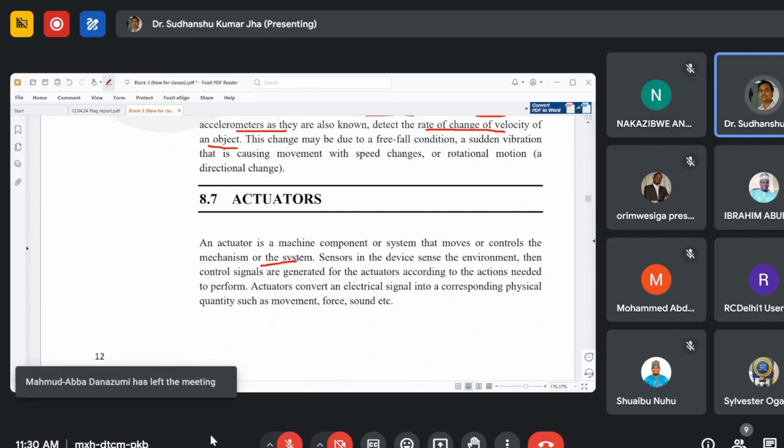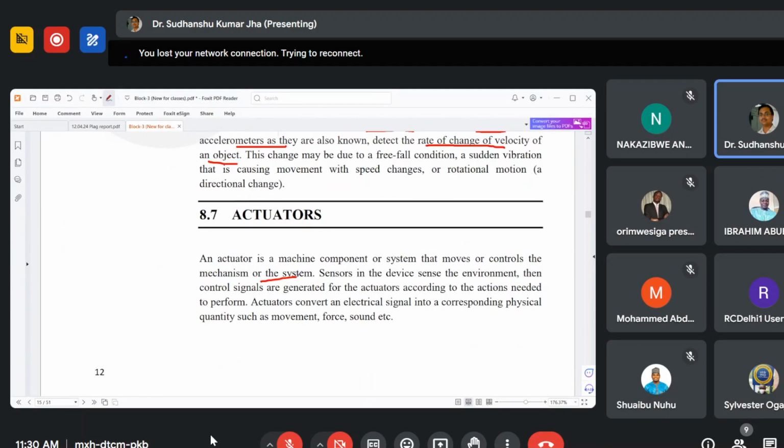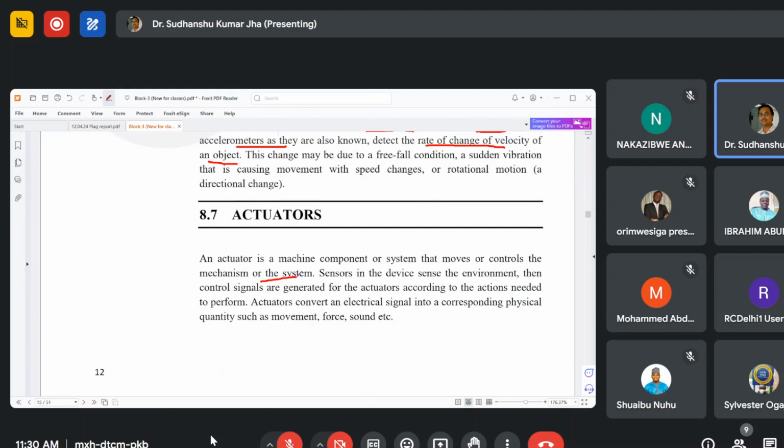Your sensors, like your eyes, can easily capture the fire, and as soon as you find that there is a fire nearby, what will happen? Suddenly you will stand up and start running from there. What happened here? The sensor, your eye, has sensed, and the information is sent so that you may run away from here.